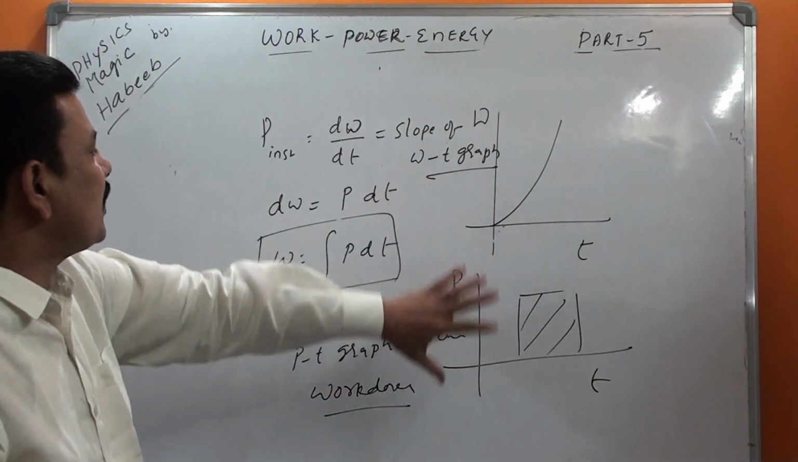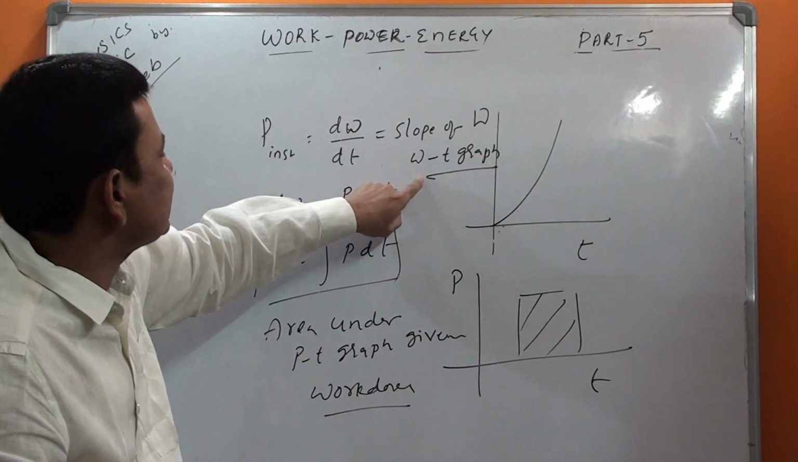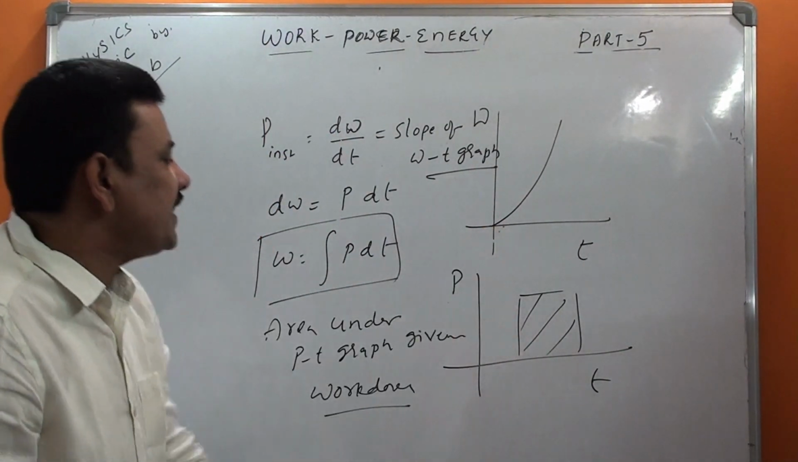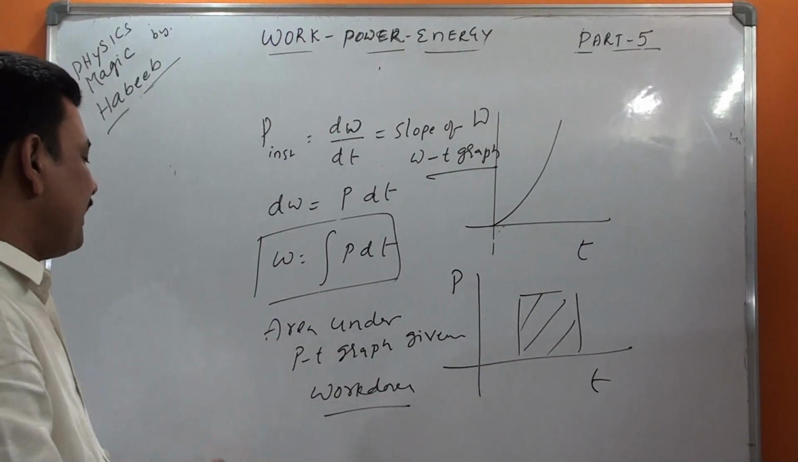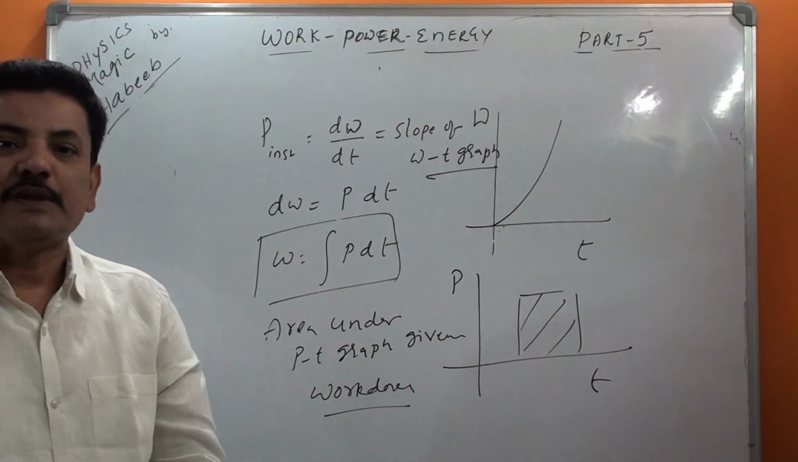So in graphs you get two pieces of information. From the first graph, if you find the slope, it will give you instantaneous power. In this graph, if you find the area under the graph, it will be the work done. So this is all about the introduction of power.